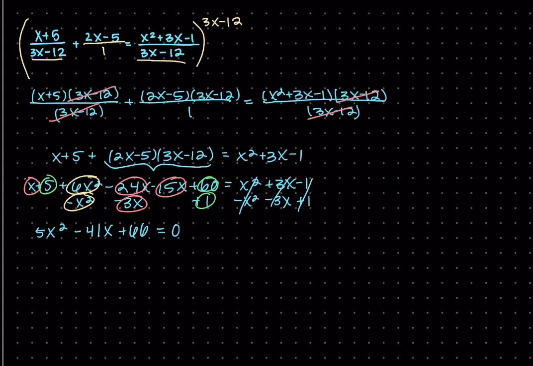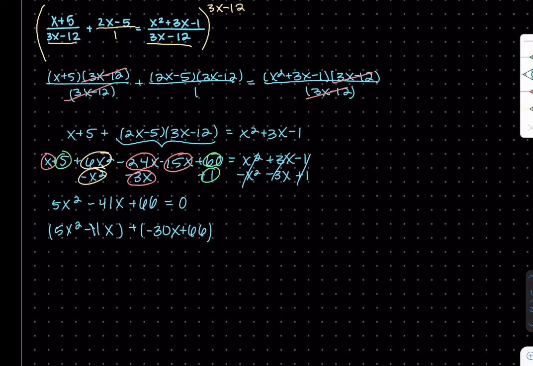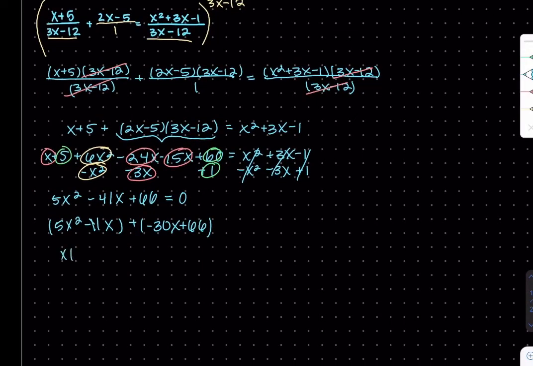So from now, it's just a factoring problem, and what I'm going to do is split it into two parts. I'm going to get the 5x squared minus 11x plus negative 30x plus 66, and that's going to help us factor. From here we can factor this left side into x times 5x minus 11, this right side into a negative 6 times 5x minus 11.